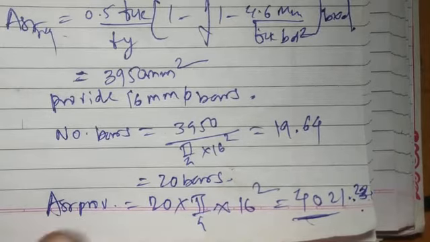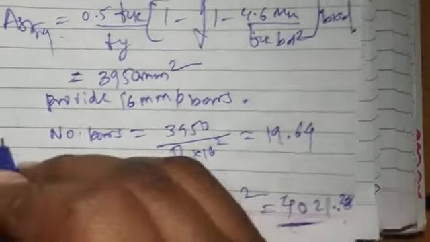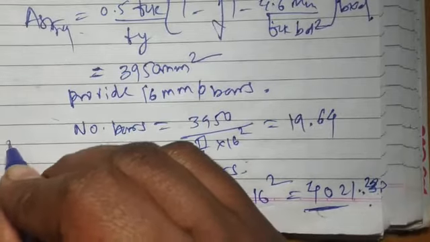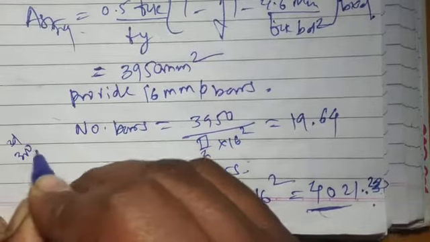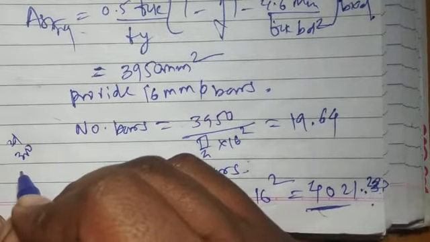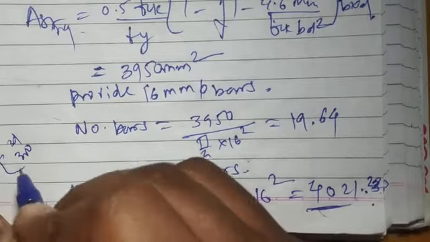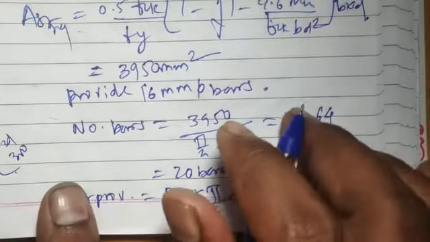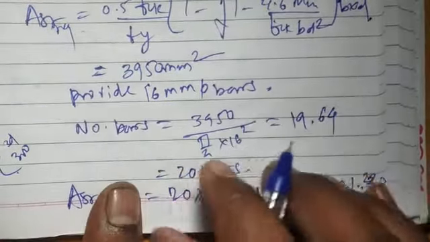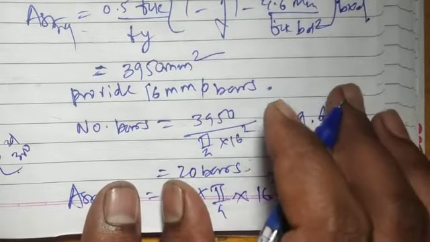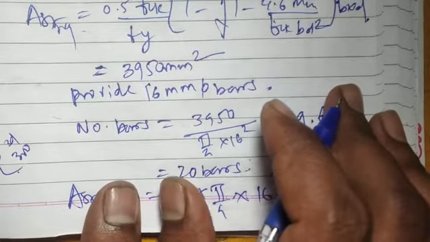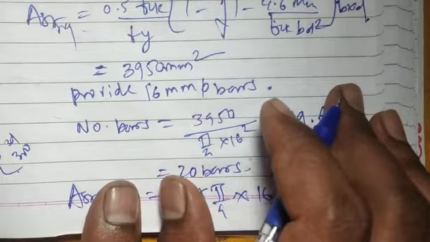Okay, it is very simple. They have given three criteria: 3d, 300, and the calculated spacing. The minimum value of these three is taken for design. So like this you have to refer, and you will calculate the spacing of main reinforcement yourself.